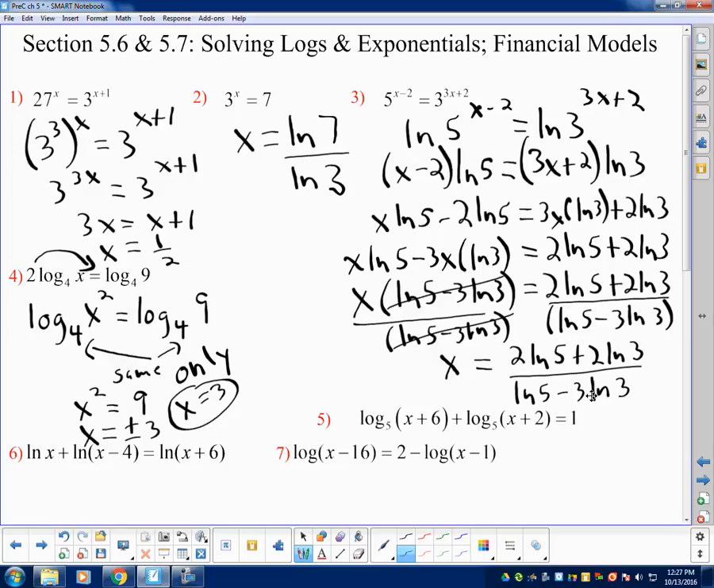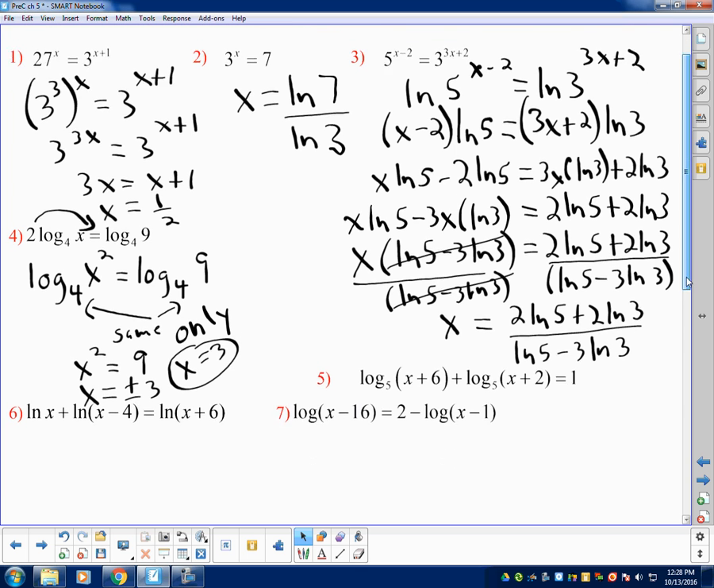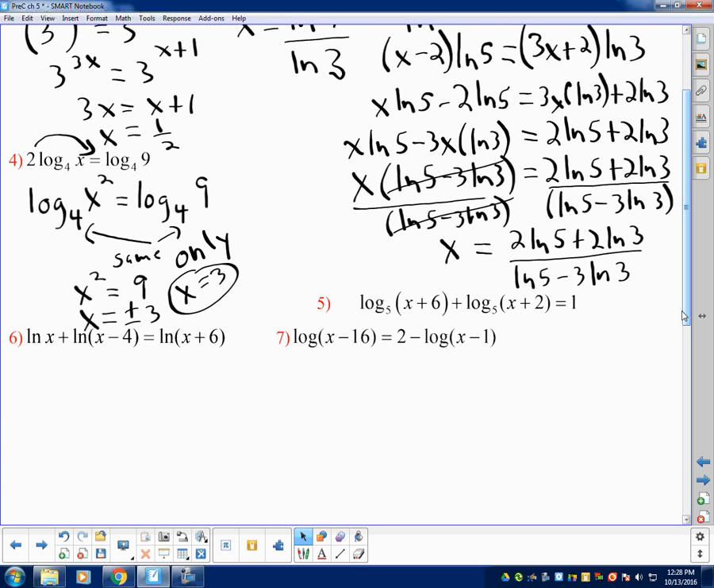Actually, we're going to skip over number 5. It is so similar to number 6 that we're going to skip it. Especially since we already understand that log base 5, ln, they operate the same way, right? So let's skip over to number 6. Number 7 is a little bit different, so I want to talk about that one.